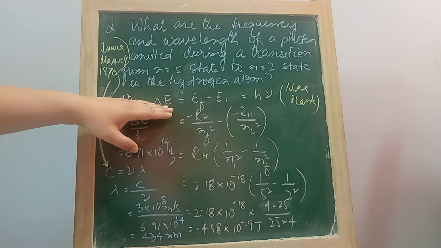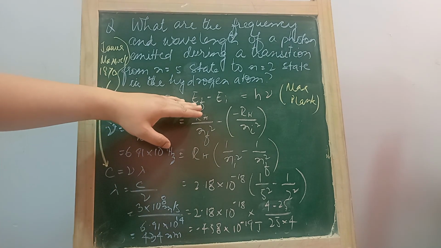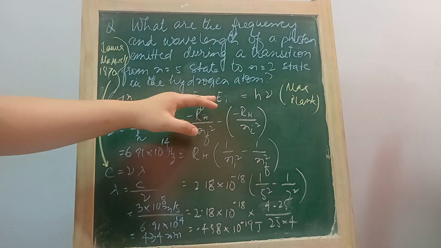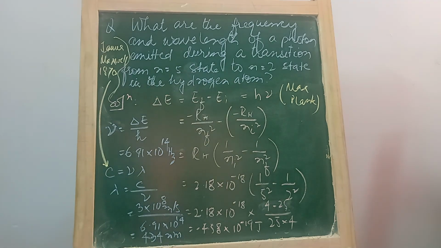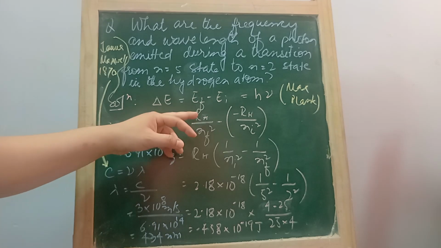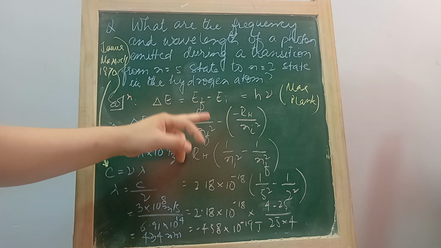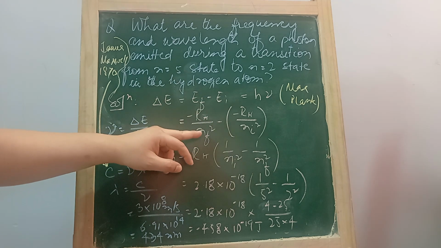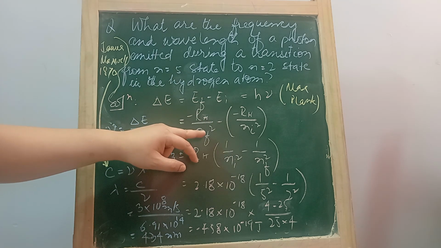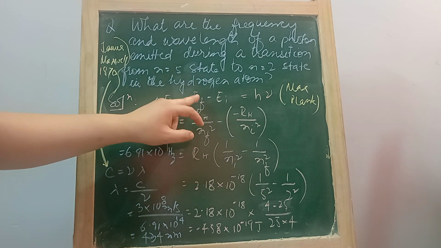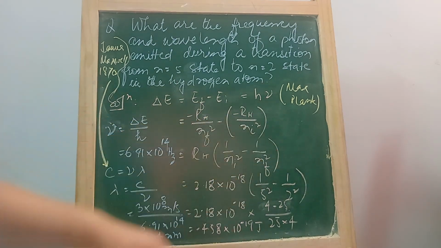That difference in energy, delta E, is equal to the energy in the final state minus the energy in the initial state. So what will be the energy in the final state according to Bohr's model of the hydrogen atom? It is equal to minus RH, the Rydberg constant of the hydrogen atom, divided by n squared, where n is the principal quantum number. So energy in the final state minus energy in the initial state.